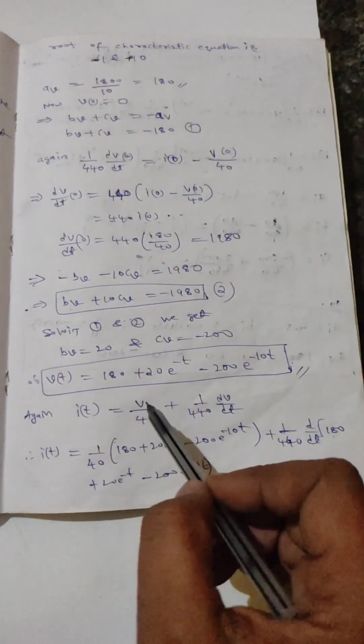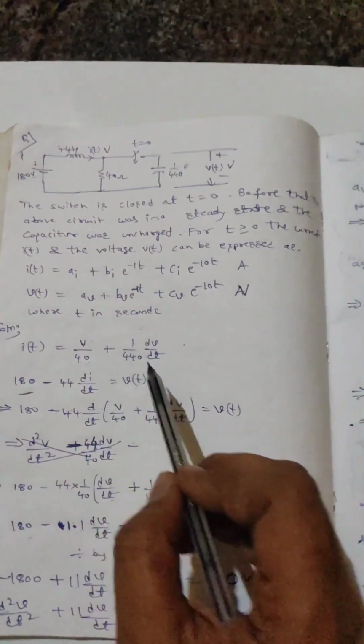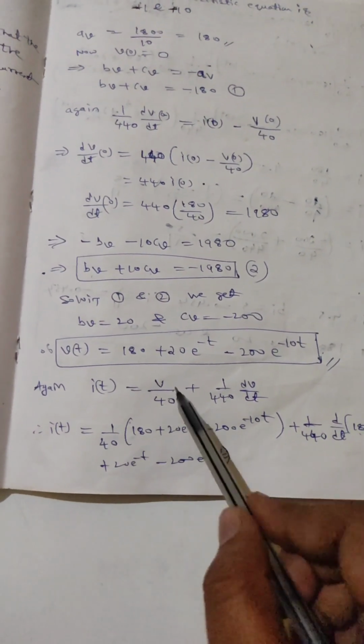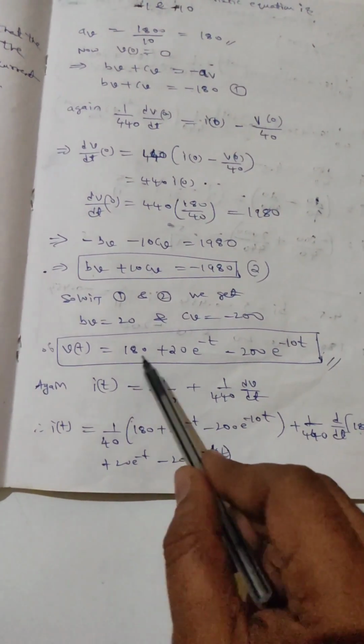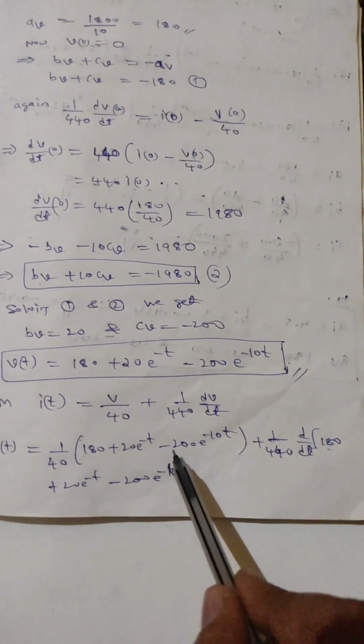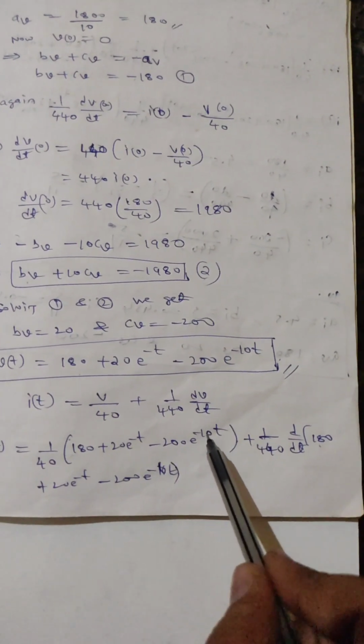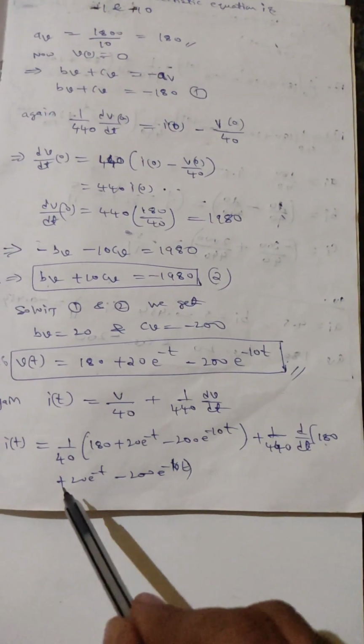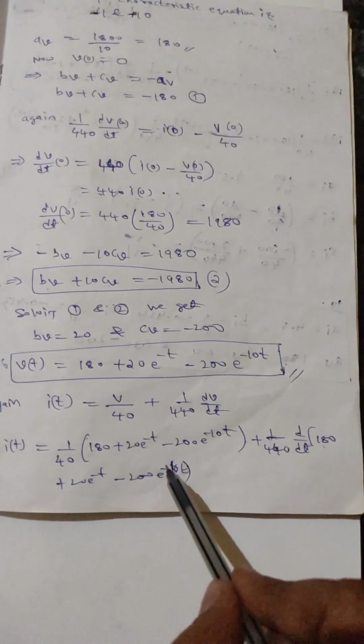Again, now I of t is equal to V by 40. Again, I am taking the first equation: 1 by 40 V plus 1 by 440 dV by dt. For V, I am writing the V of t equation, this entire thing: 180 plus 20 e power minus t minus 200 e power minus 10t, plus 1 by 440 d by dt into V, which is 180 plus 20 e power minus t minus 200 e power minus 10t.